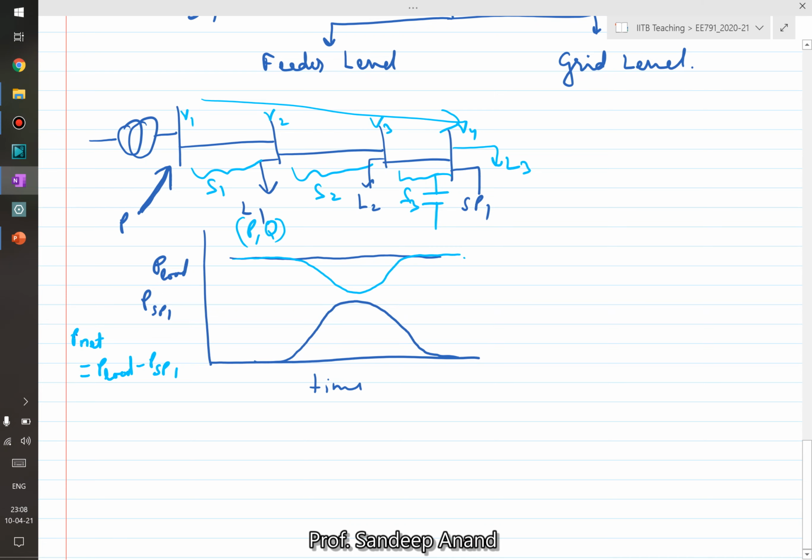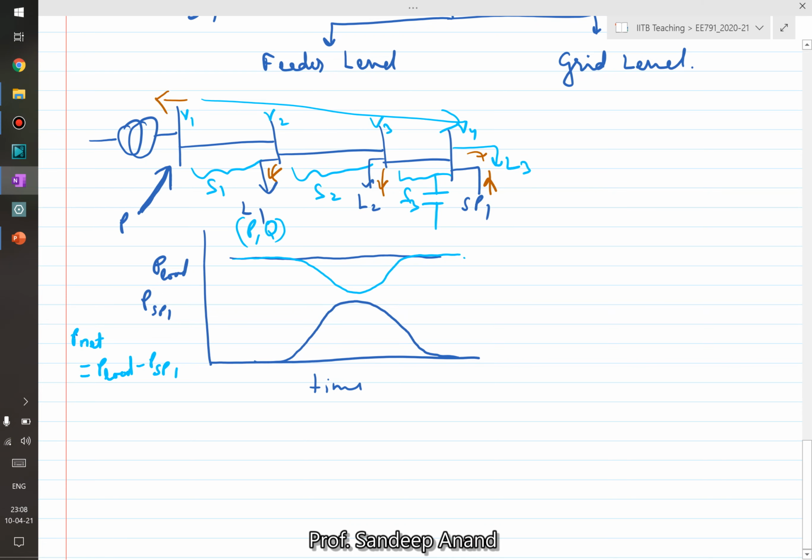But on the contrary, if we have solar photovoltaic, and consider the same situation in the afternoon in the duck curve where the total power is negative, then what is happening is the solar PV is producing significant power. A small part of it gets utilized in load 3, a small part gets utilized in load 2, some of it gets utilized in load 1, and the remaining goes back to the grid.